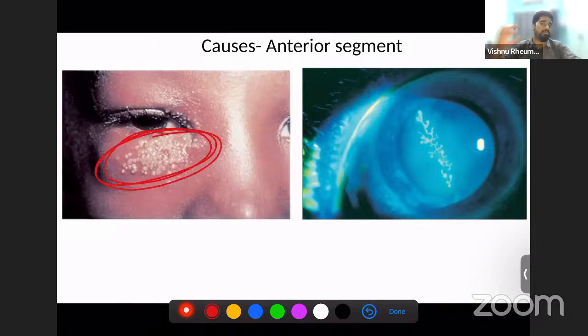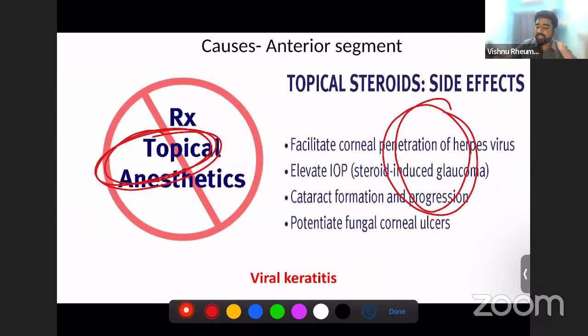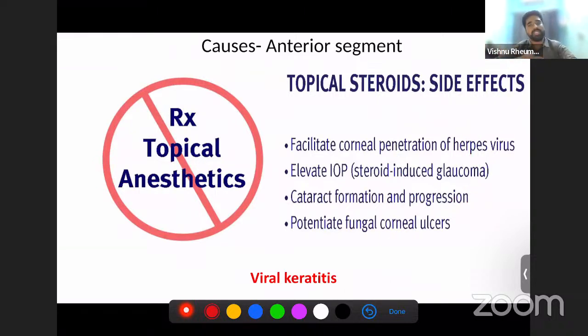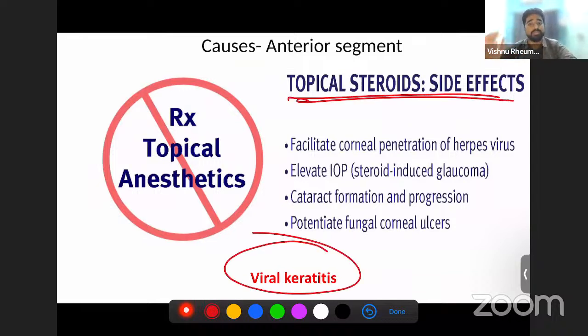So what are these? These are small vesicles that are forming, and this is a dendritic sort of opacity that is there, and this is your viral keratitis. The most important thing that you should remember is that it presents unilaterally. Epithelial dendrites are there too, and also most important, do not give topical steroids. There are a lot of conjunctivitis cases, especially allergic, where you will give them, but a lot of times allergic conjunctivitis is a very close differential to your viral conjunctivitis. So better to be sure that it is not viral, because there are multiple reasons because of which topical steroids are contraindicated in your viral keratitis, and topical anesthetics are also contraindicated.